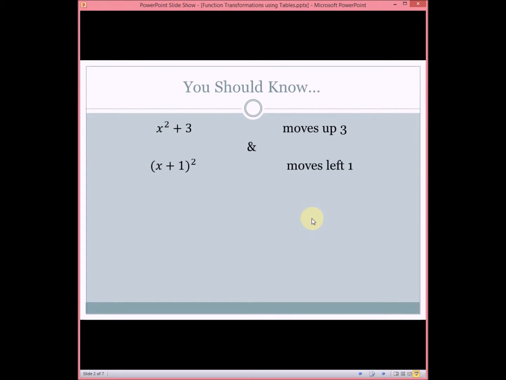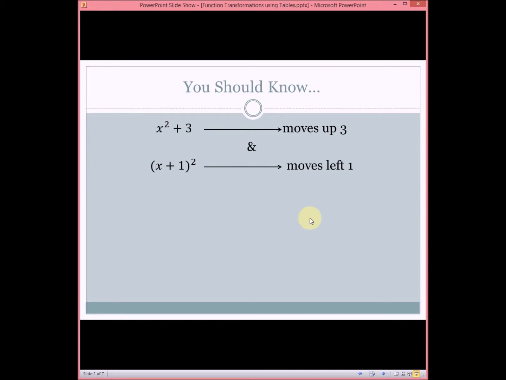By now, you should know that if you take x squared and you add 3 to it, you are basically taking the entire graph and moving it up 3. Should you add 1 to the x before you square it, you're picking up the entire graph and moving it to the left 1.